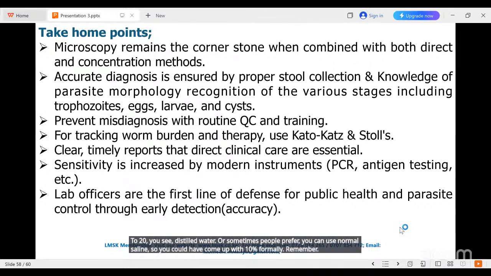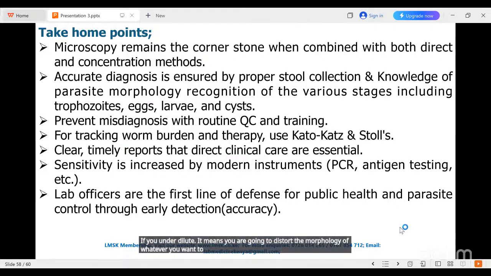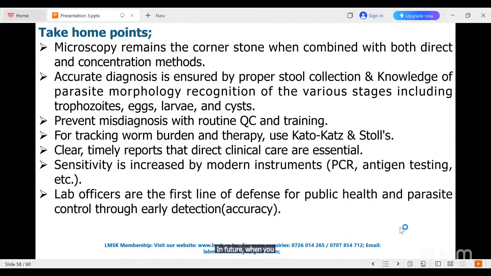Remember, if you under dilute, it means you are going to distort the morphology of whatever you want to stock. Or if you over dilute, you are going to lyse whatever you wanted to preserve. You'll miss them. You think you preserved. In future, when you are looking for your specimens, you lack the parasites. So make sure you do the right percentage, the right ratio.